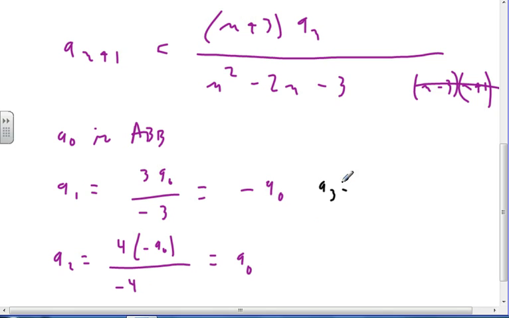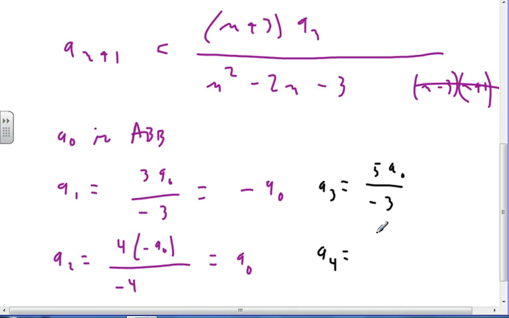A3 is going to be, this is now a 2, is going to be 5 A0 divided by, this is now a 2, 4 minus 4 minus 3. So A3 is minus 5 over that. Okay, and now we have A4.